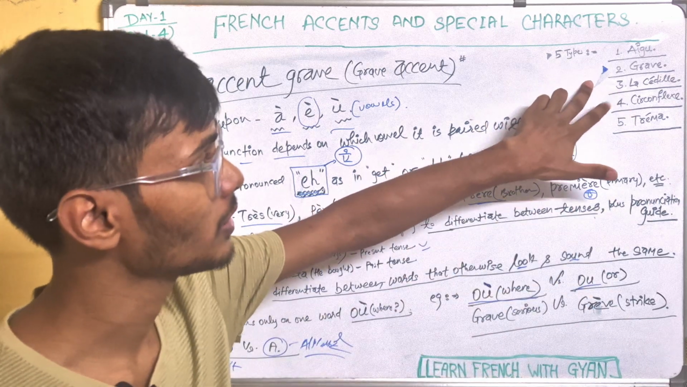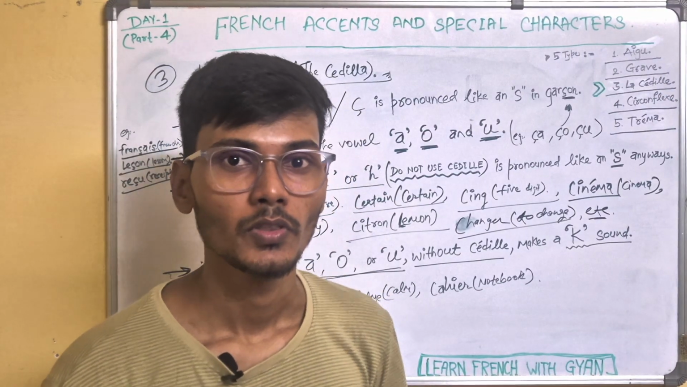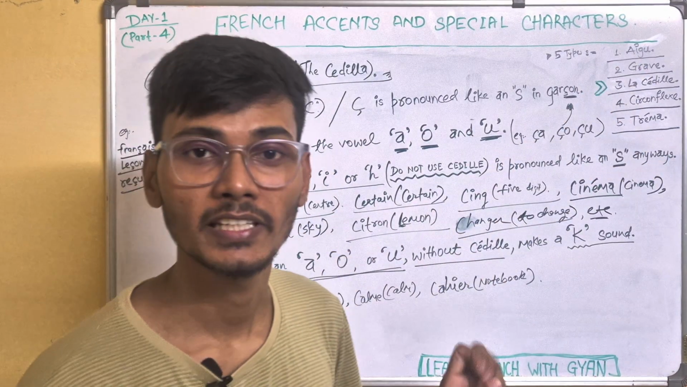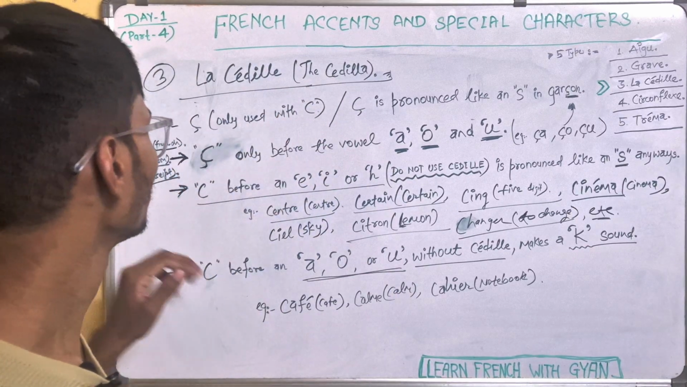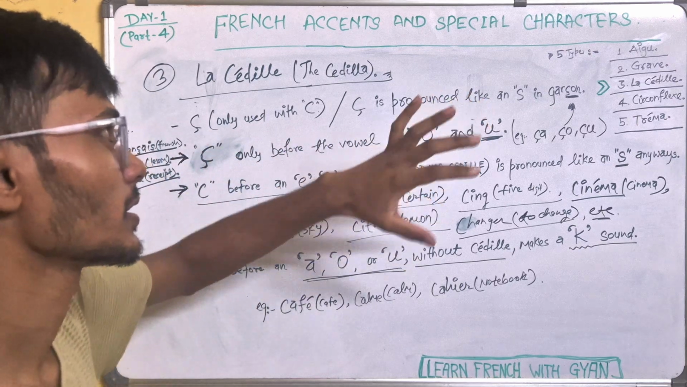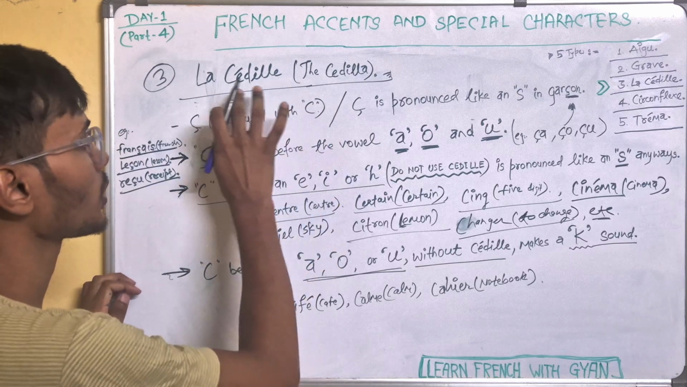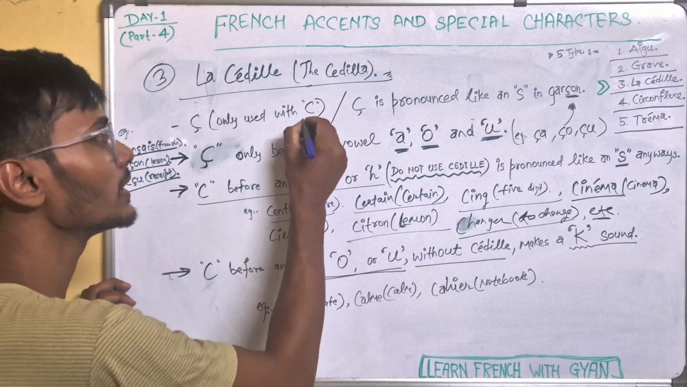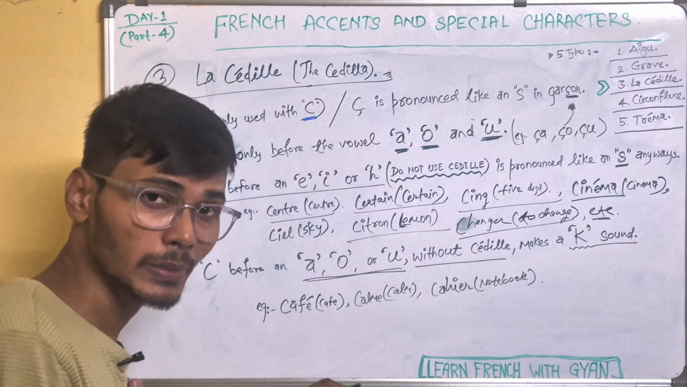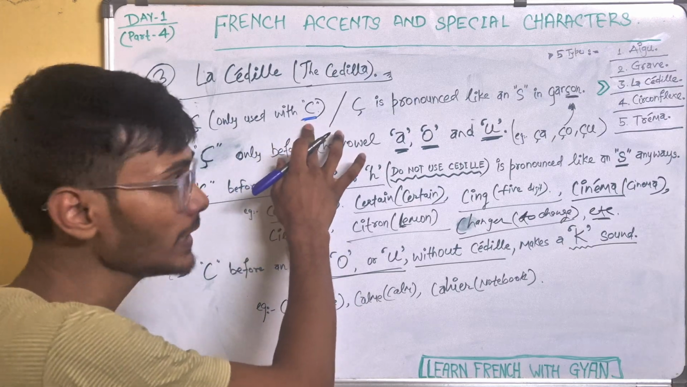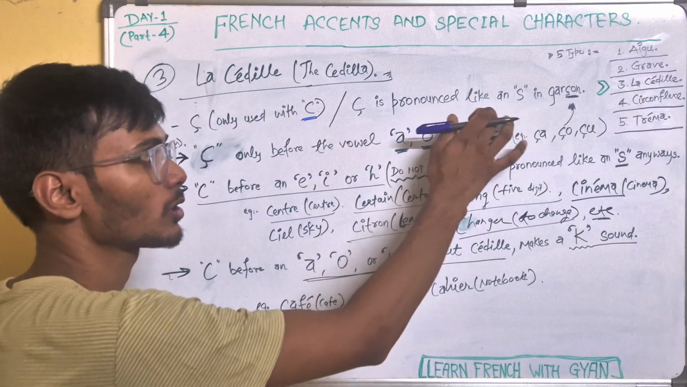Now let's get to the third part, la cédille. So this is called the cedilla. What is this? This is a special character in French that we use, and it is called la cédille. The cédille is only used with c, not with any vowel. First of all, this is a special character which does not behave like any other accent. It goes only with c, not any other alphabet letter. And when it goes with c, it is pronounced like s.